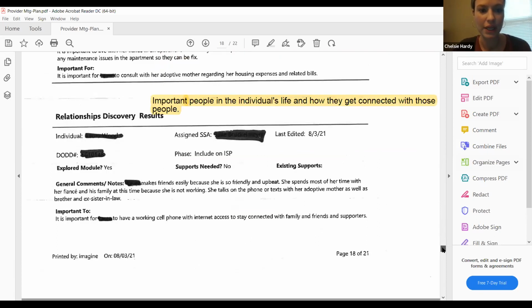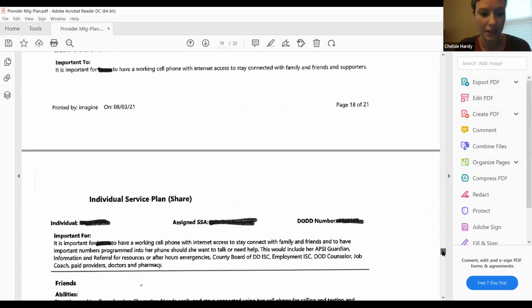And the relationships module would cover the important people in their lives. How do they connect with those people?